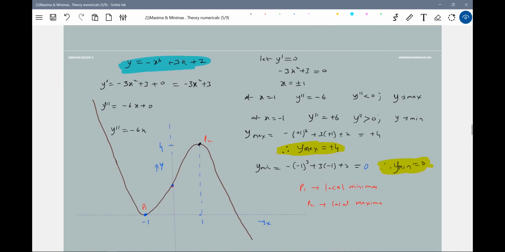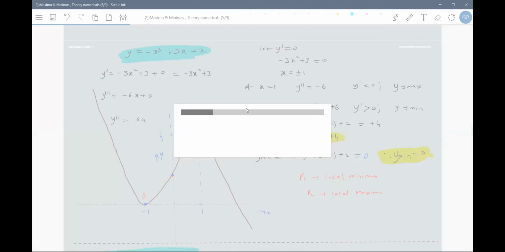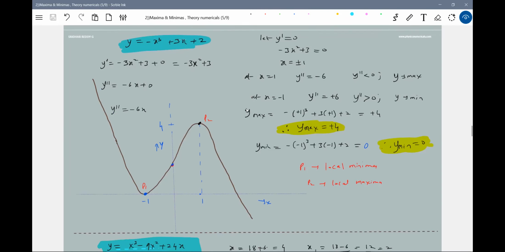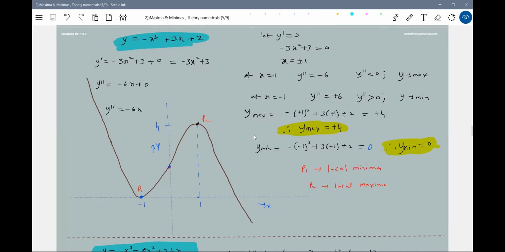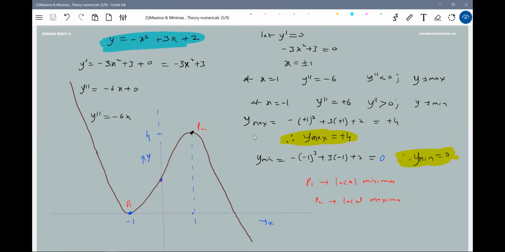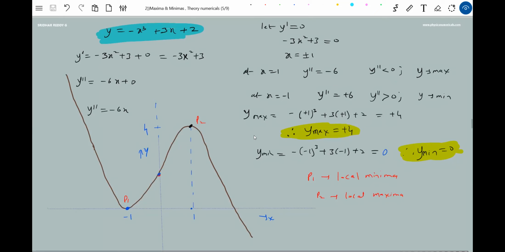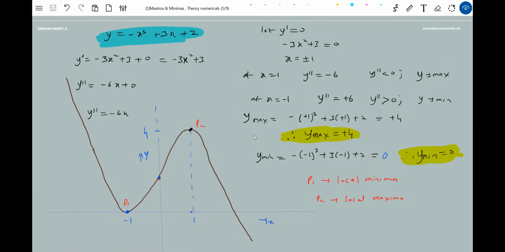I brought one more. I'm sharing different numericals so that you'll get confidence. Already you know the concept, everything. Let's get into the problem. Y equal to minus x cube plus 3x plus 2. I think you are able to see everything very clearly. Let me differentiate first: minus 3x squared plus 3, derivative of 2 is 0. Then I'll differentiate again: minus 6x plus 0.